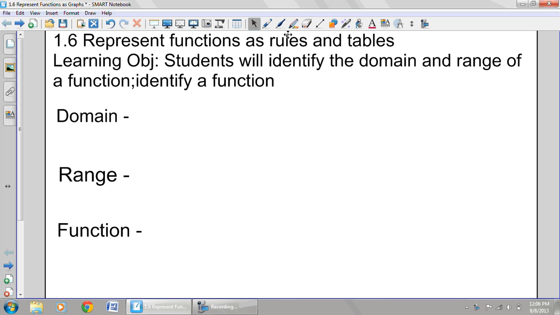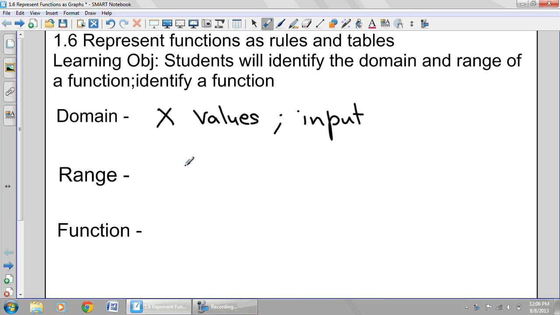Today you are going to identify the domain and the range of a function. Number one, vocabulary, domain. The domain is actually any input value. You have heard of the x values and the y values. So the domain is the x values. The domain will be the input for any function.